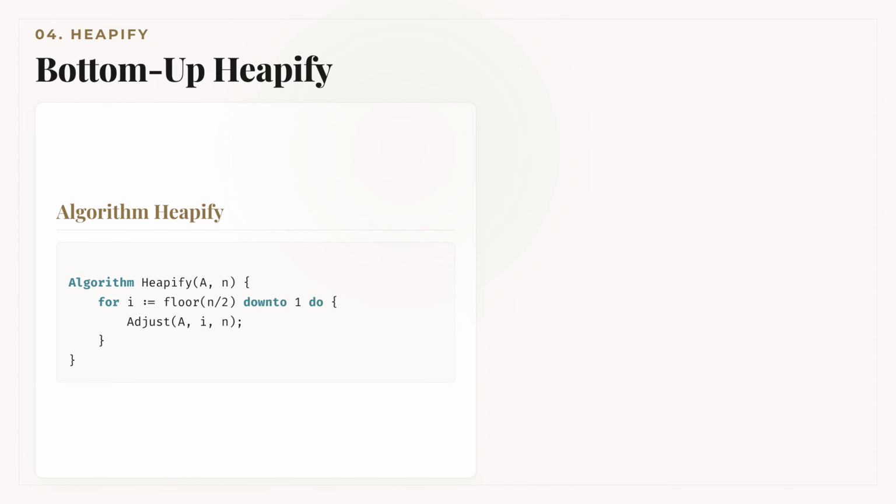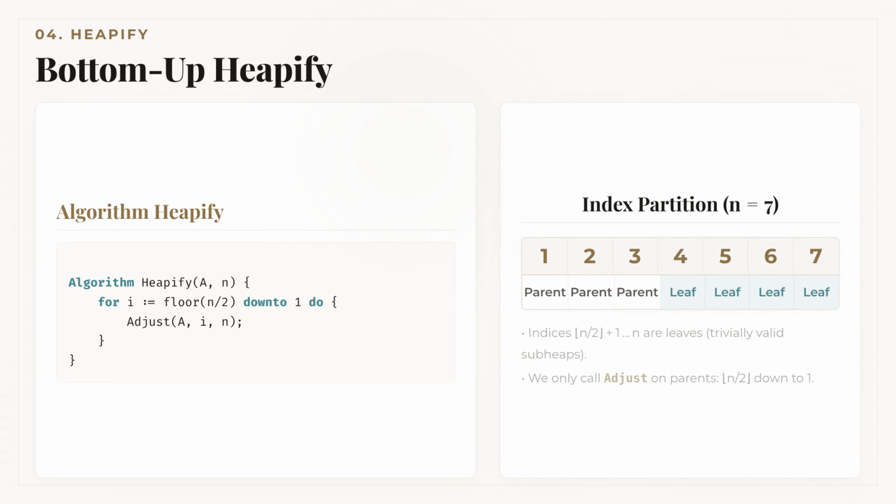In this approach, we treat the input array directly as a complete binary tree. Note that all leaf nodes, which reside from index floor of n divided by 2 plus 1 to n, are already valid heaps. Therefore, we only need to call the adjust procedure starting from the parent of the last leaf at index floor of n divided by 2 and work our way down to index 1.